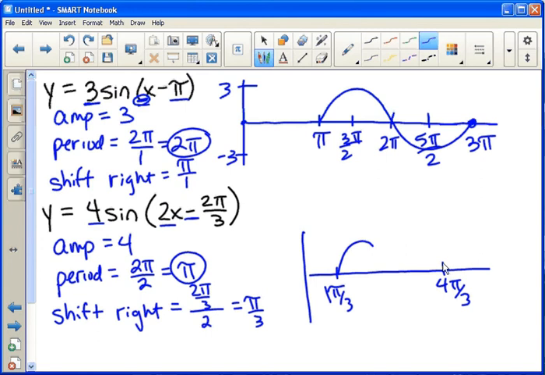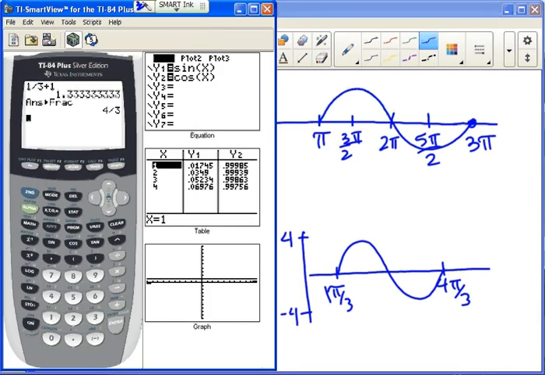I do the normal sine curve. I know my amplitude's 4, so I go up to 4, or down to -4. And again, let me show you how you can use the calculator to find these points in between. The way I'm suggesting you do it is that you find the very middle first, which is between pi over 3 and 4 pi over 3.